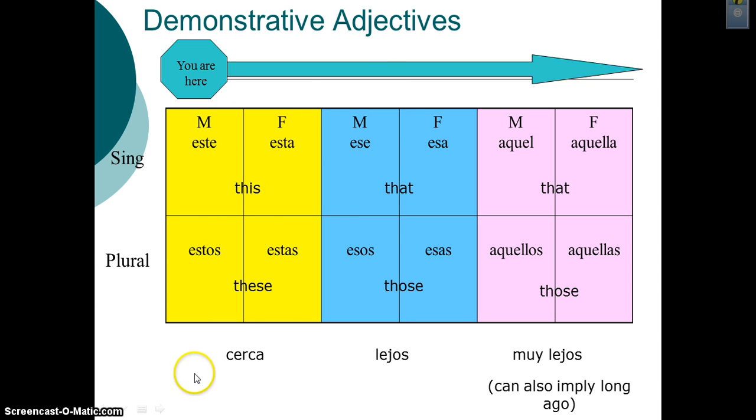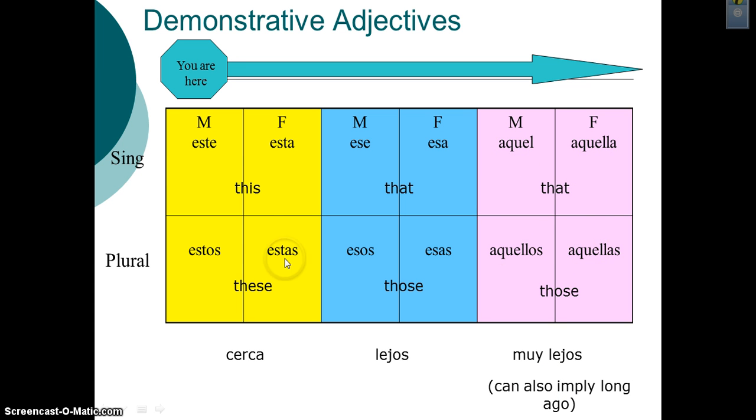The yellow category refers to demonstratives that are closest to you, so cerca, and in English this would be equivalent to this and these. So we have este, estos, esta, estas. A little bit farther away, un poquito lejos, we have that and those. So ese, esos, esa, esas. And then muy lejos, far away, or also we can use this to imply that it's something long ago. We have aquel, aquellos, aquella, aquellas.